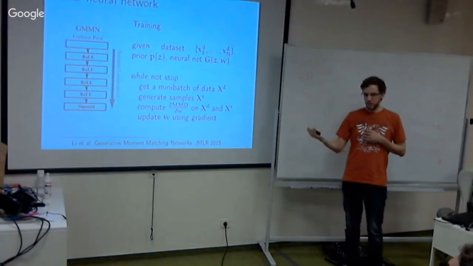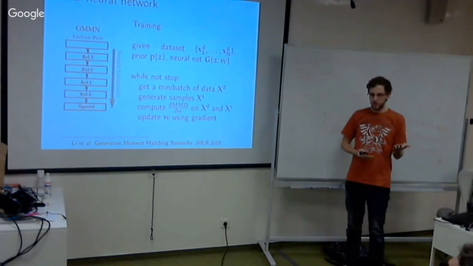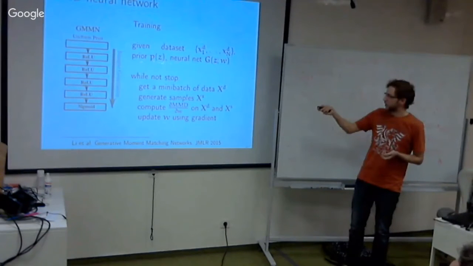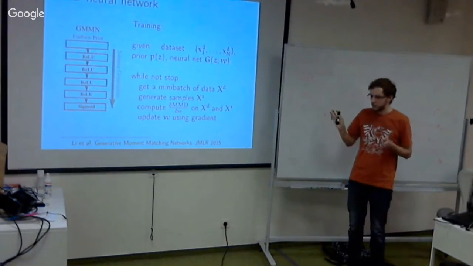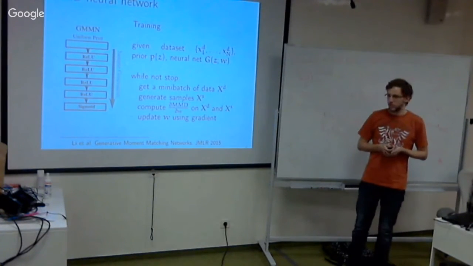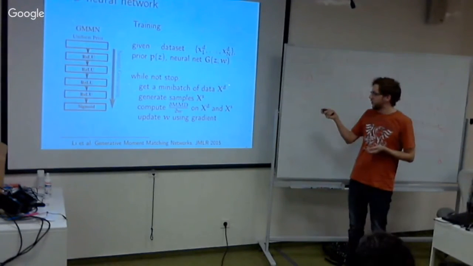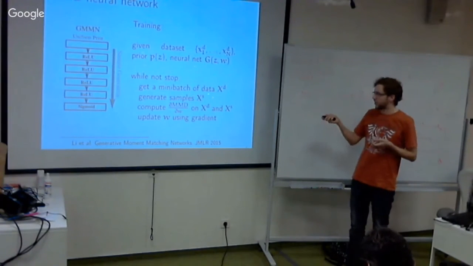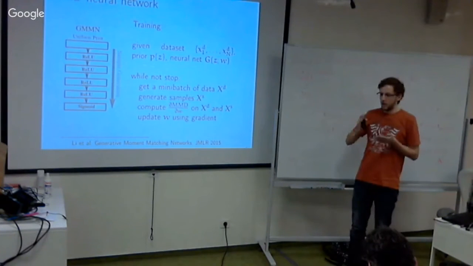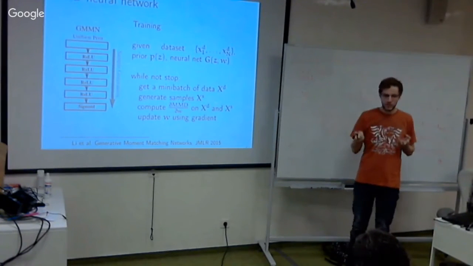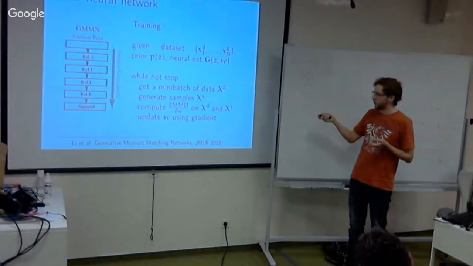And we have samples from data, and we can obtain samples from the neural net. So given a training data set, a prior on Z, and some neural net with randomly initialized weights, we will train using usual gradient descent. We get a mini batch of data. We generate samples from that neural net with random Z, so the z's are not fixed here. As we proceed to the next batch, we generate new z's, squash them, and generate new samples.